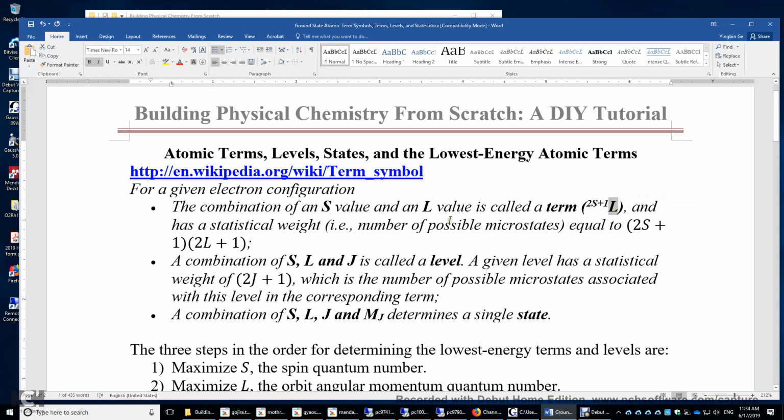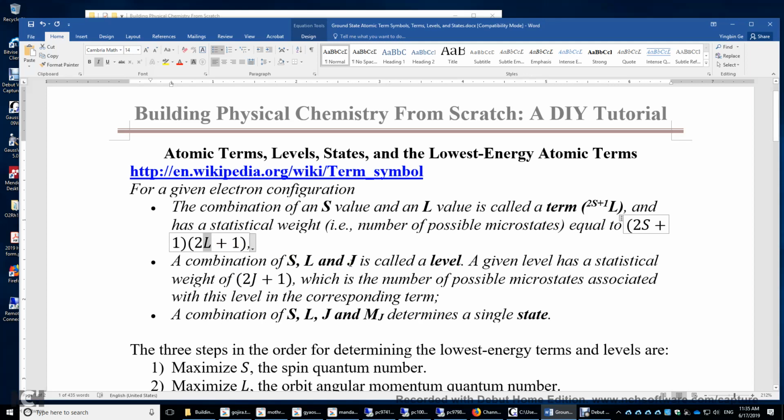And this term has a statistical weight, that is the number of possible microstates, equal to (2S+1) times (2L+1). This is because given the value of S, its z component, m sub S, can be from negative S to positive S. And given the value of L, m sub L, the z component of the orbital angular momentum, can be from negative L to positive L. There are 2L+1 possible values for m sub L.